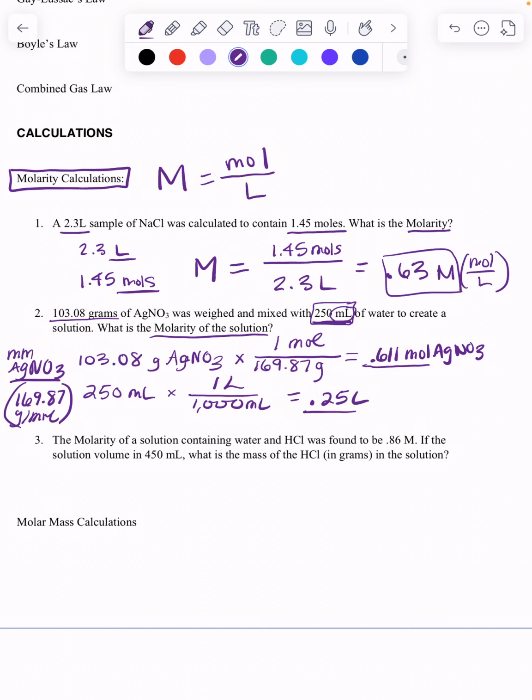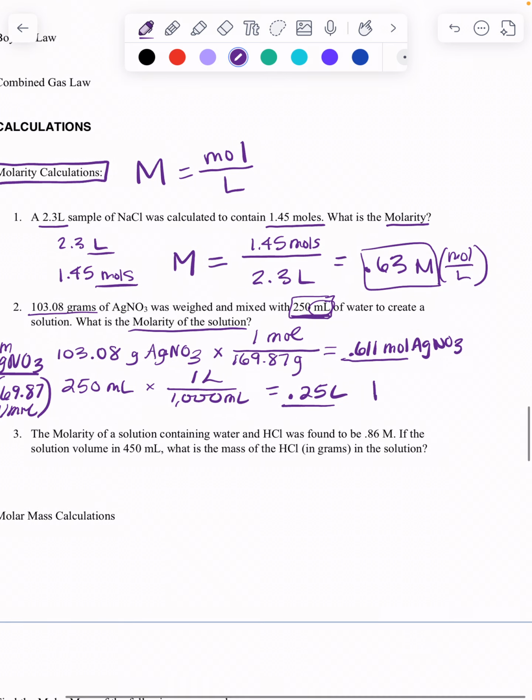So now I have moles and liters, and the last step to do is literally plug them in. Molarity equals 0.611 moles over 0.25 liters. Let's see what that is. I'm getting a molarity of 2.444.